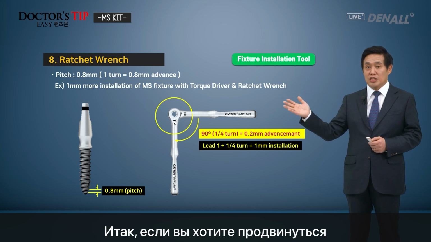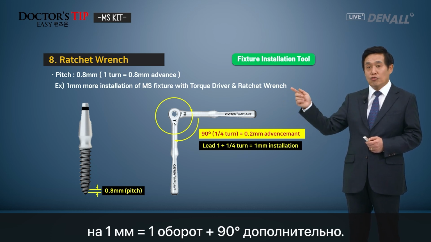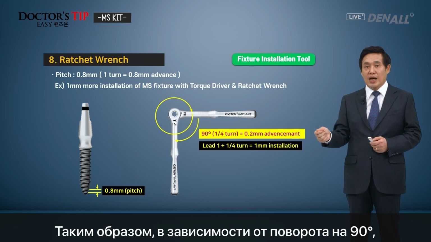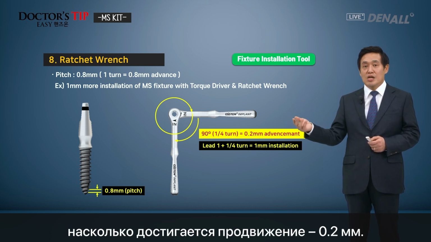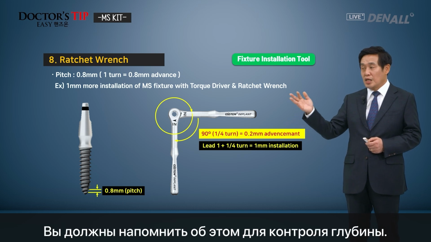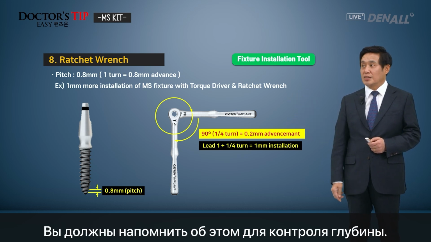So in the case of a 90-degree turn, 0.2 millimeter advancement. So if you want to advance 1 millimeter, one turn plus 90 degrees in addition. So depending on the 90-degree turn, how much advancement is made? 0.2. You have to be mindful of that to adjust your depth.